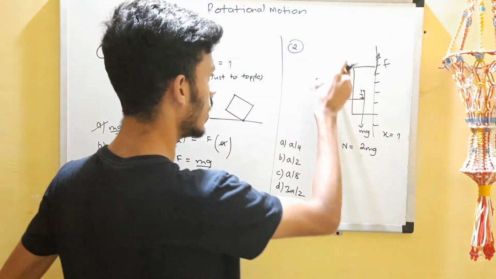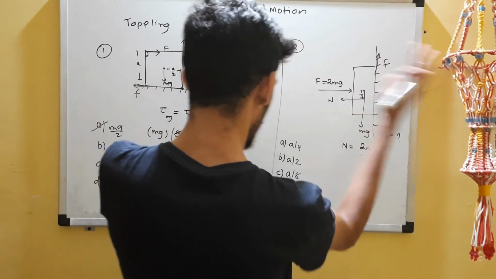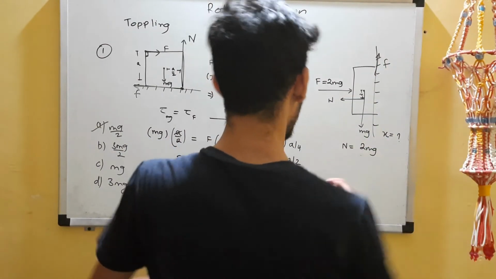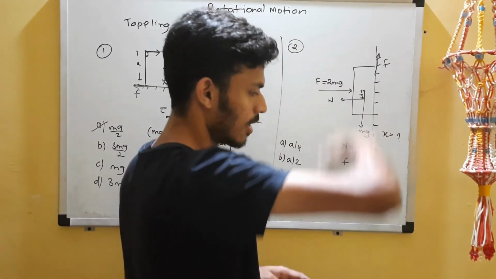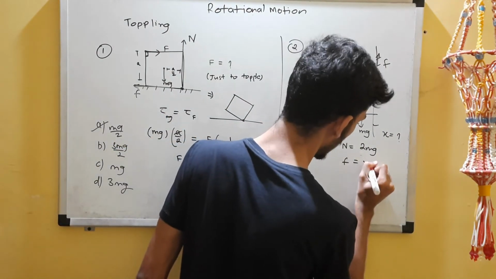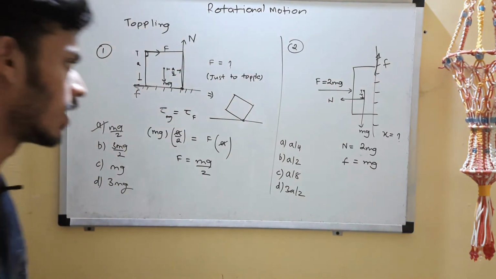So N equals 2 mg. These two forces are equal. That's why there is no motion in this direction. Also, the frictional force and the mg force are equal. That's why there is no motion like this. So the frictional force equals mg. These two equations we were able to deduce.